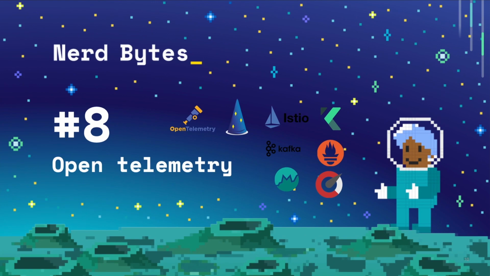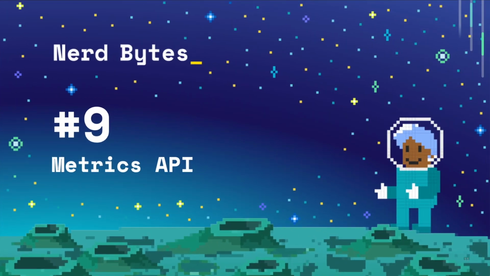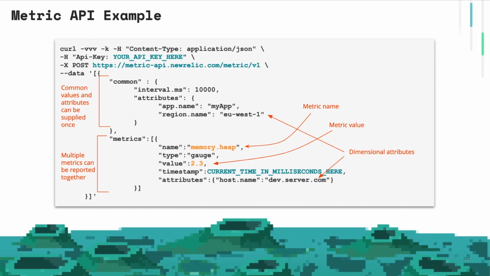At 8, OpenTelemetry. New Relic actively supports the OpenTelemetry initiative, vendor-neutral telemetry agents. Find integrations and exporters for yours. And at 9, the Metrics API. New Relic's Metric API can be used to send metric data to New Relic from a variety of sources. Simply construct the HTTP post payload and send it over. Here's an example in curl.